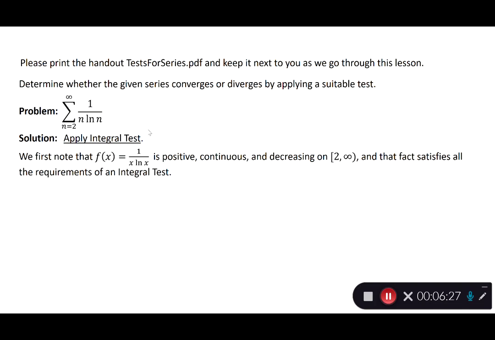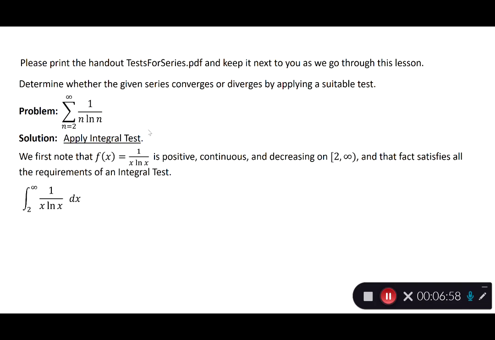And decreasing, that is almost obvious because you got just 1 on the top and x is increasing and natural log of x is also increasing. So 1 over something, some quantity that is constantly increasing. So therefore that ratio should decrease. So positive, continuous, decreasing. So all those requirements are satisfied. So we can apply the integral test.